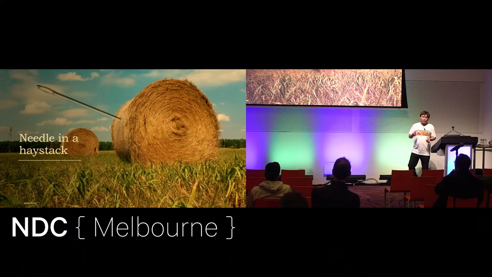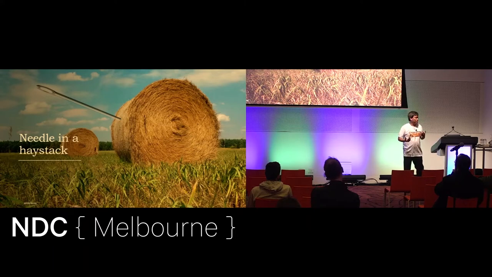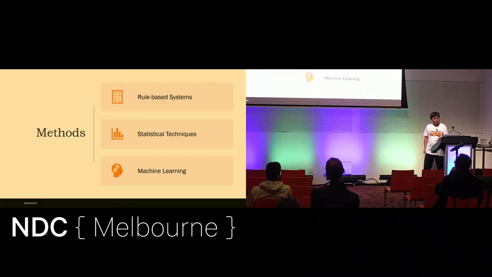Have you heard of the phrase needle in a haystack? Of course, if the needle is that big, it's easy to find. But usually, anomalous data is not easy to find. So there are three techniques on how you would do this, and most likely, you're doing this already. One is rule-based systems, statistical techniques, and then machine learning.